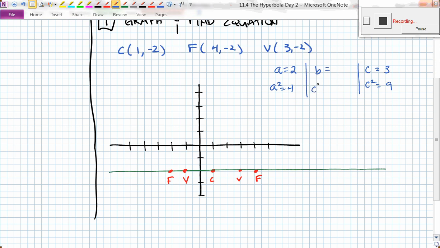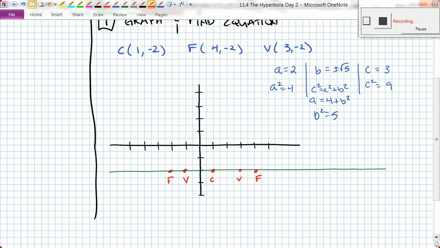That's right. So C squared equals A squared plus B squared. So 9 has to be 4 plus B squared. So what does B squared have to be? So B squared has to be 5. So B is plus or minus the square root of 5. Now, how much is that? That's like 2.24 if you check on a calculator.